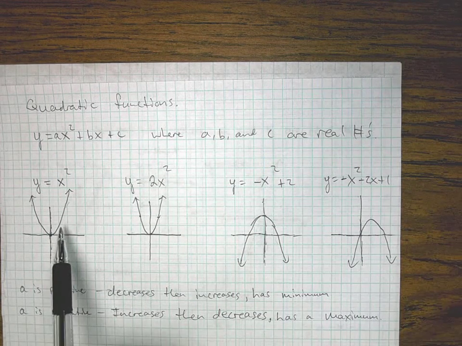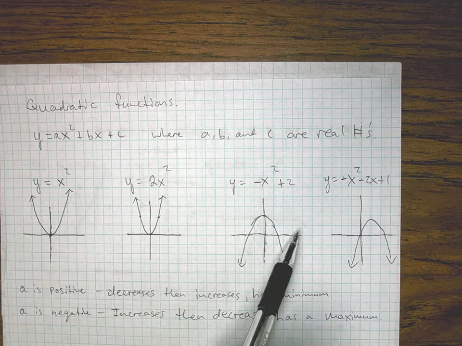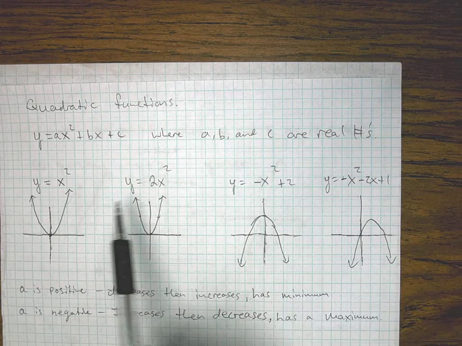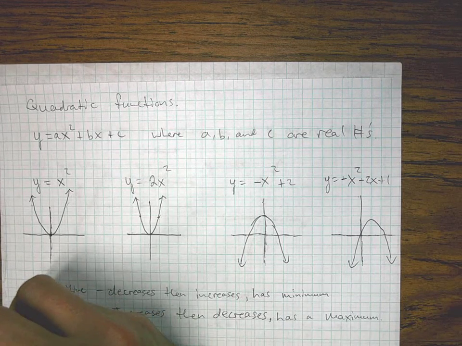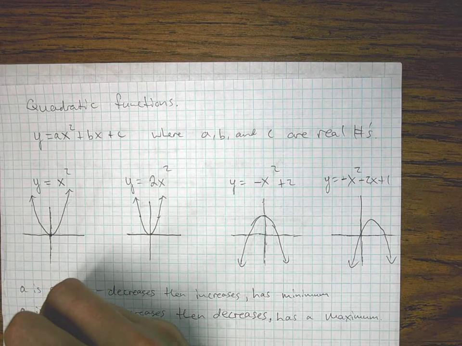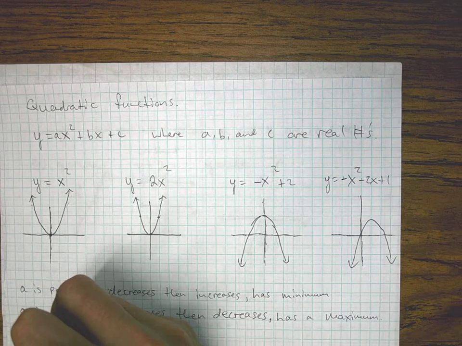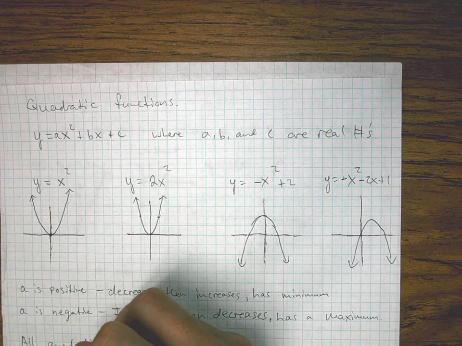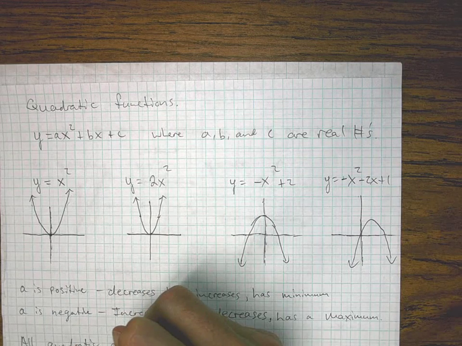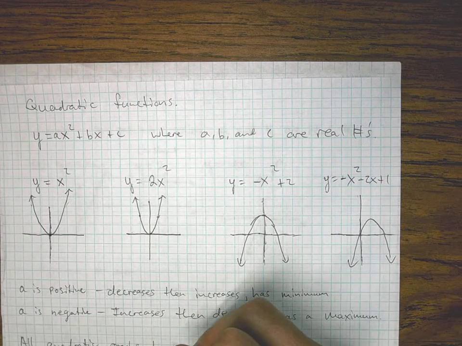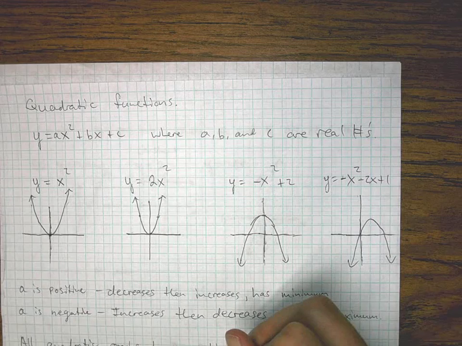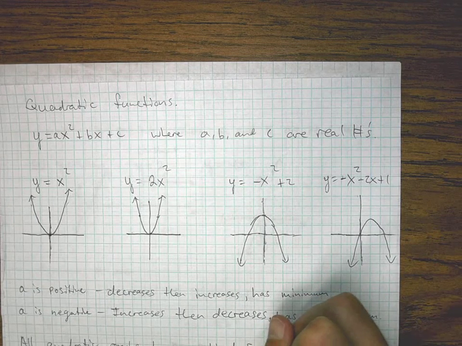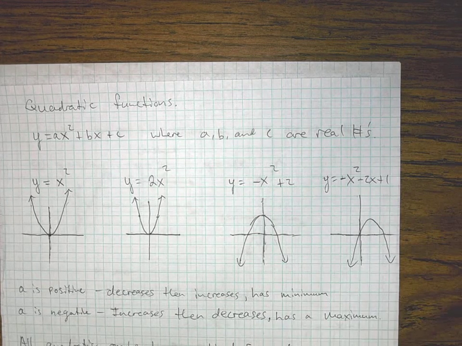As you can tell, all of these graphs are curves and none of them are straight lines. And every single one of these graphs, all quadratic graphs, have vertical symmetry. Every single one of them.